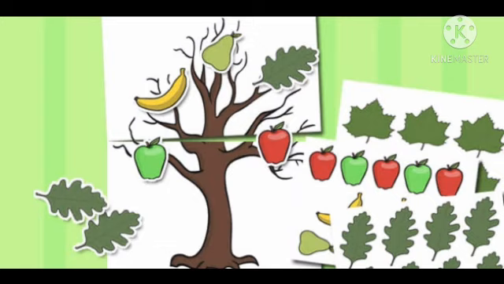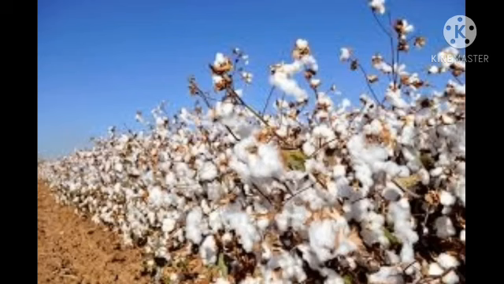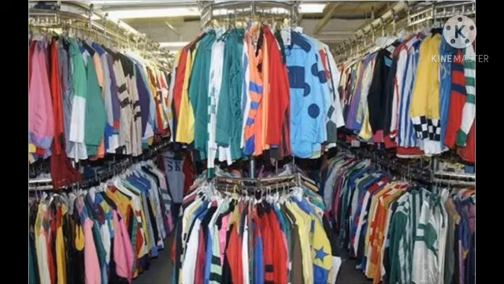Trees are important because they give us fresh air to breathe, food to eat, and shade or shelter from sunlight and rainfall. Trees give us fruits, flowers, and vegetables to eat. Plants also give us cotton from which we make clothes.